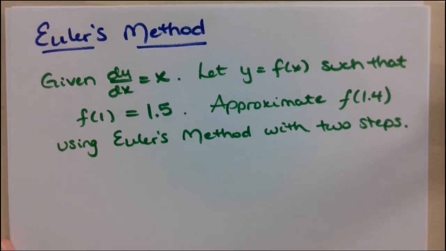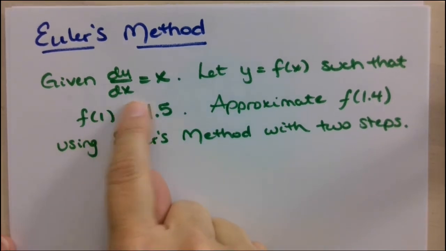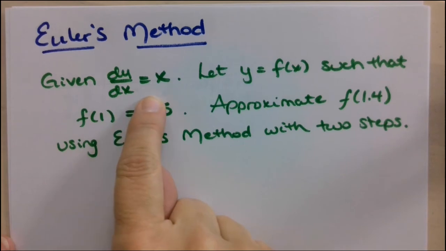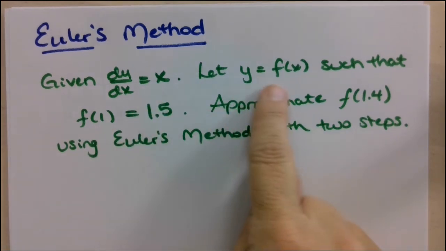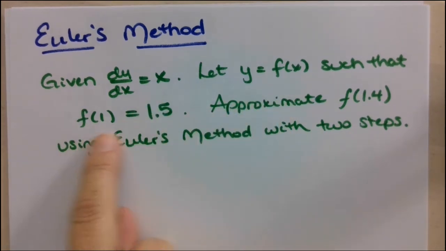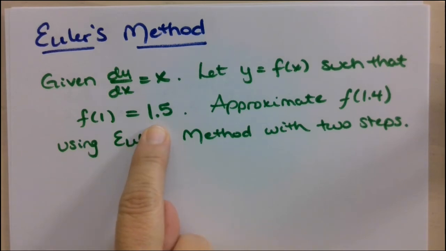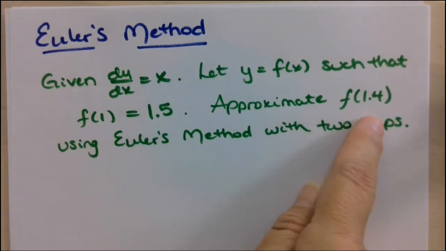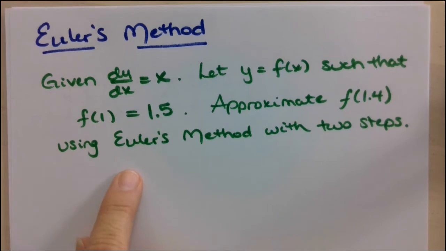Now I'm going to start with a very simple differential equation: dy/dx is equal to x. This is actually solvable for us, but we're going to use it to explore Euler's method and understand better what it does for us. We're going to let y equal f of x such that f of 1 is 1.5, and we want to approximate the value of that function at 1.4 using Euler's method with two steps. Let me show you what that means.